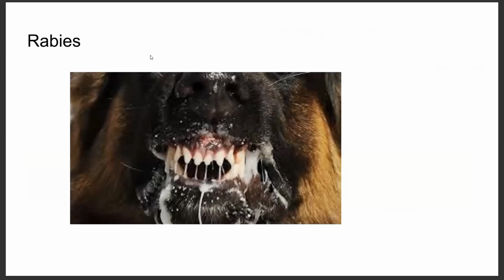The portal of entry is a wound on the skin. If you have a wound on your leg or somewhere on the body and dog saliva touches it, you can get rabies. It's not only by dogs. It can be caused by other mammals also, right? Baby rats, cows, okay?